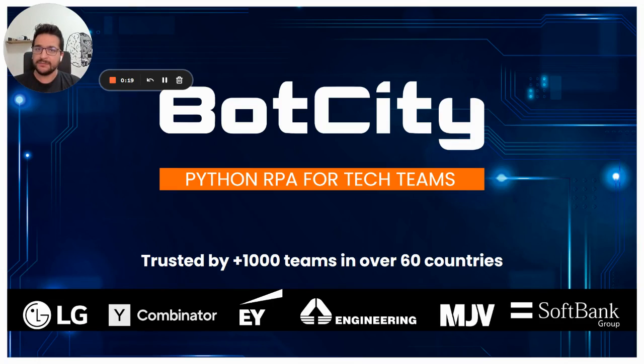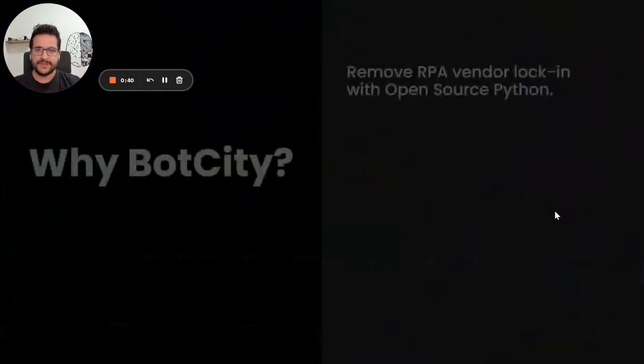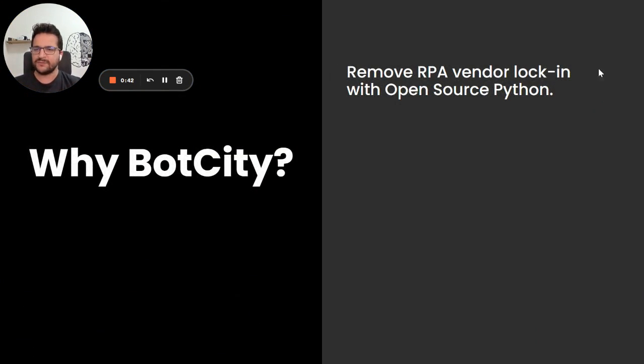So if you're here looking for an alternative to traditional RPA solutions, or maybe a way to orchestrate your Python automations, you came to the right place. We're going to cover all these use cases in this quick overview about BotCity. We are a Python RPA platform for tech teams, trusted by 1,000 companies in over 60 countries. So let's start with why.